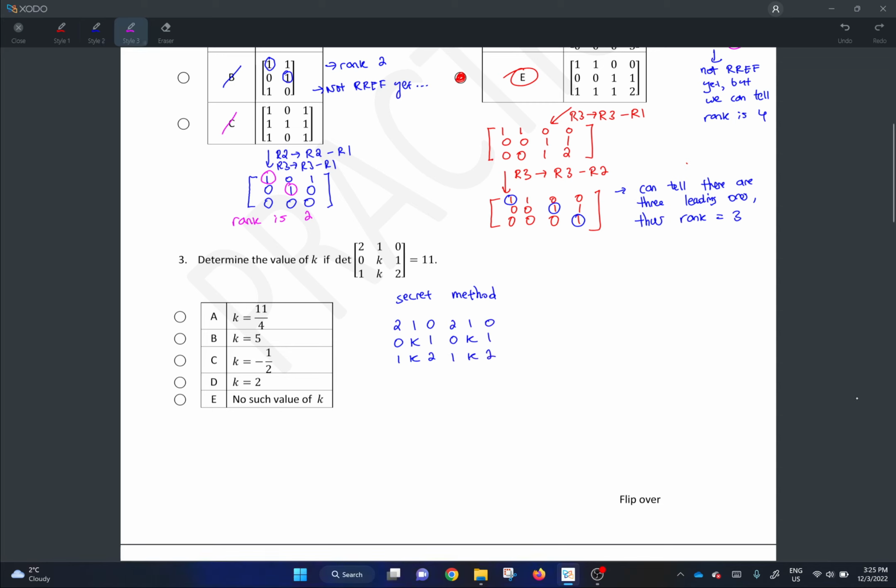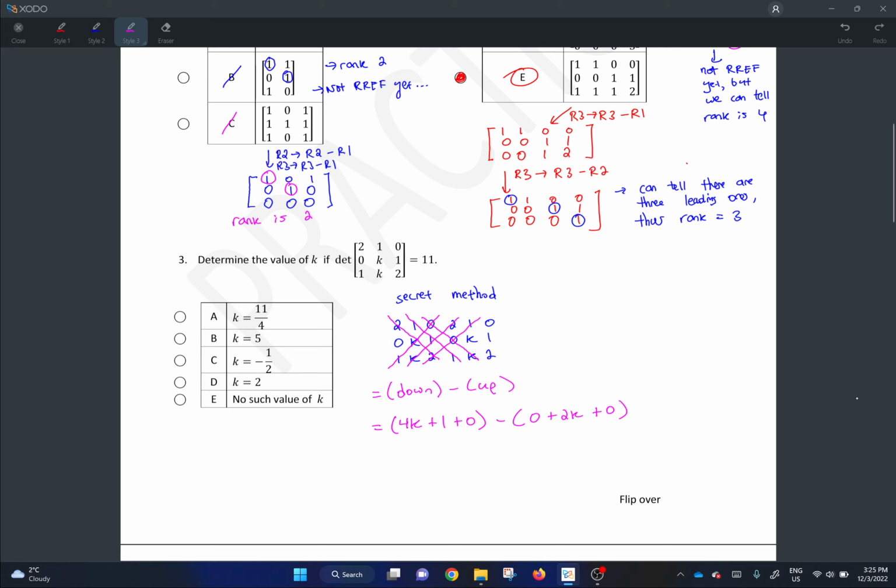Okay, so there you go. Make 2 copies of the matrix side by side. And then your determinant is going to be 3 down products minus 3 up products. The first down product, 2 times k times 2, so that's a 4k. Second down product, 1 times 1 times 1, that's 1. And third down product, 0 times 0 times k, so that's 0. Minus the up products, 1 times k times 0, k times 1 times 2, so 2k. And then 2 times 0 times 1, 0.